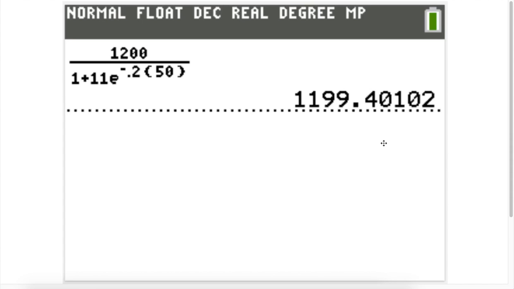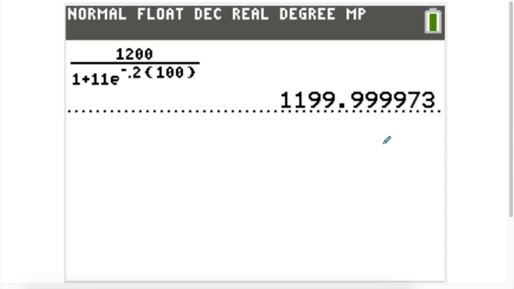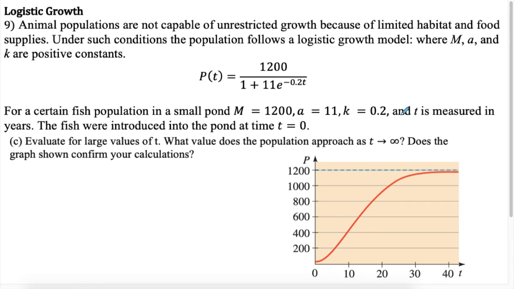Let's see what happens after 100 years. How many fish are in this pond? Well, if I plug in 100, we didn't really change much. We've got 1,199.9999. Okay, so it certainly appears as though we are approaching 1,200.